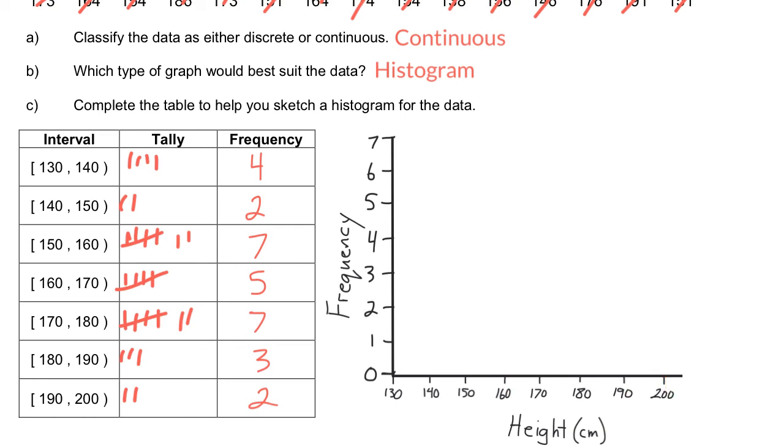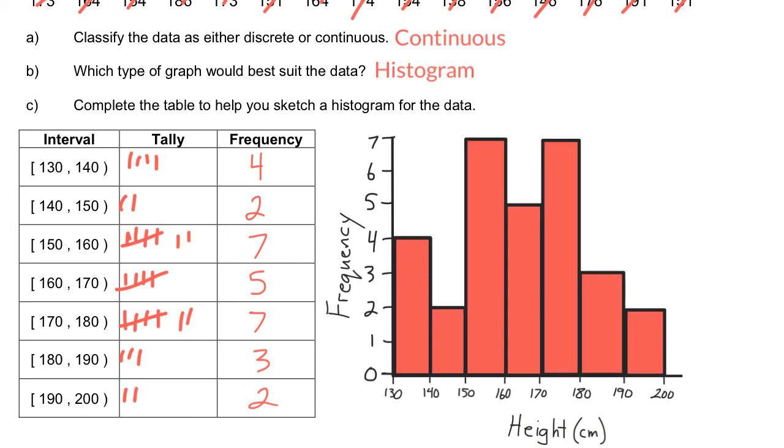Okay? So now when we look at our frequencies, well, I have 4 heights between 130 and 140. So between 130 and 140, I'm going to draw a bar that has a height of 4. And then I have 2 heights between 140 and 150. So between 140 and 150, I'm going to draw a bar with a height of 2. And I just do the same for the rest. So when you're all done, you'll get a nice histogram.